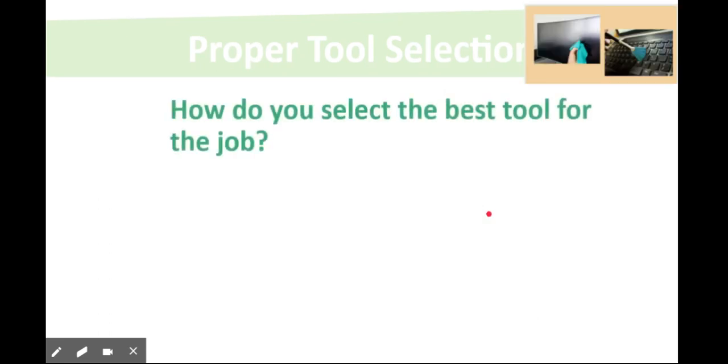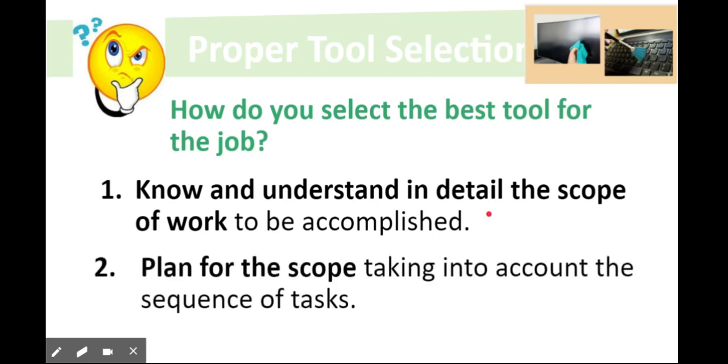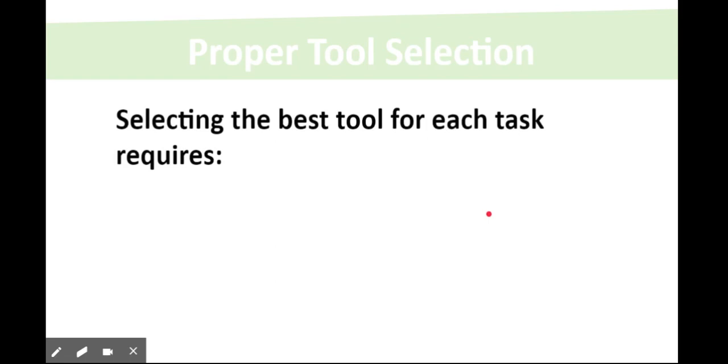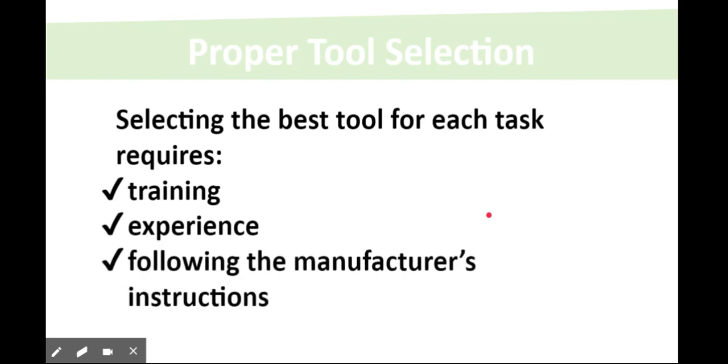How do you select the best tool for the job? First, you have to know and understand the detail, the scope of work to be accomplished. Second, you have to plan for the scope, taking into account the sequence of tasks. You have to understand that selecting the best tool for each task requires training in the proper use of hand tools, field experience in their safe use, and following the manufacturer's guidance or instructions for that specific tool.